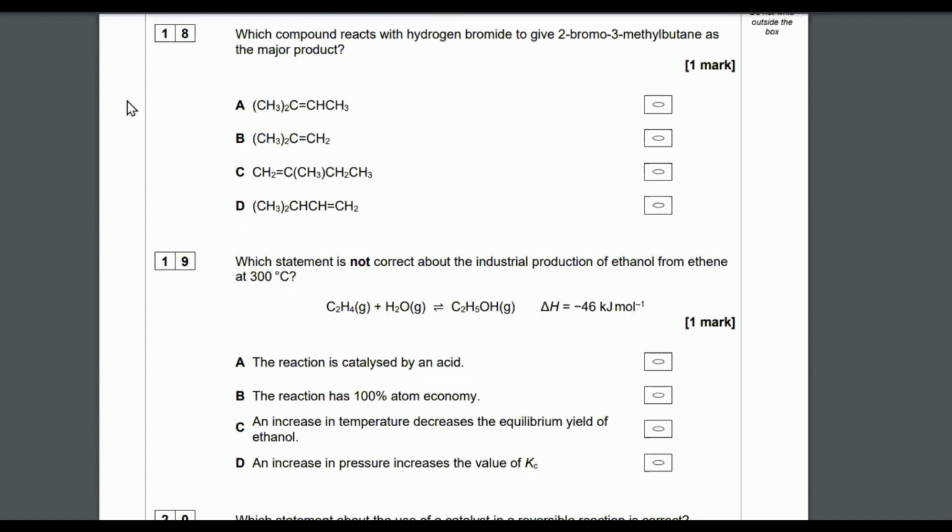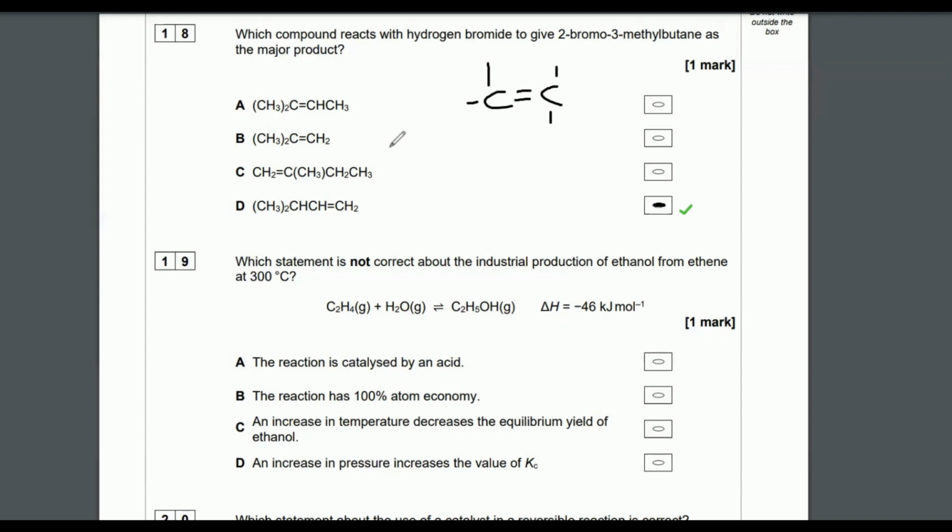Okay, 18. Which compound reacts with hydrogen bromide to give 2-bromo-3-methylbutane as the major product? So what you want to do when you're sorting out who's going to be major, who's going to be minor, is look at how many alkyl groups you'll have. So I'm going to go straight to the correct answer here. It's D. And we'll look where the double bond is. We're either going to get 2-bromo or 1-bromo-3-methylbutane here.